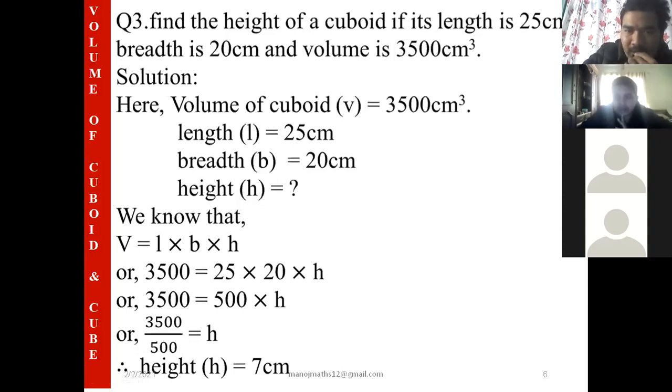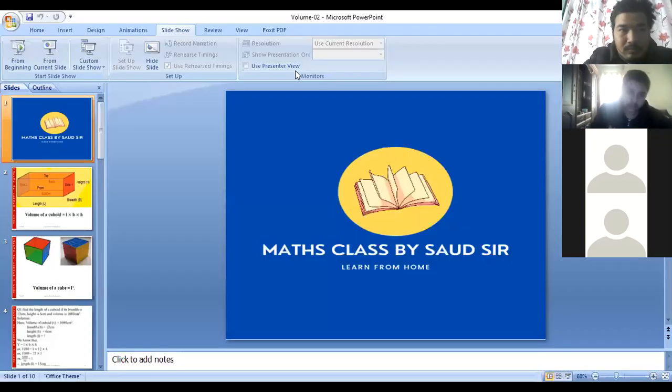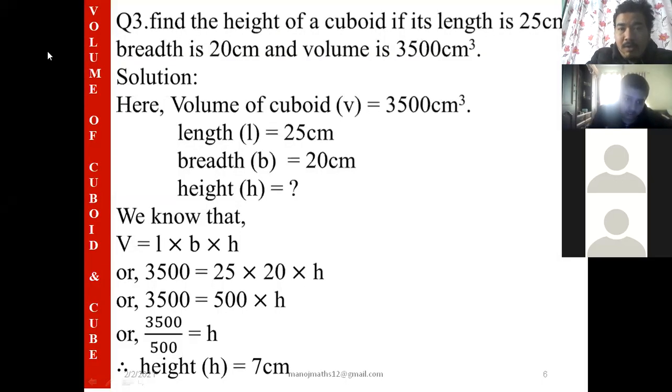Very good. Have you understood, children? Yes, sir. Understood. If you want to note it down in your copy, okay. Sir, already noted down. So you can move. Sir, wait, I'm copying another one. Okay, sir, you can move. Okay, sir, done.